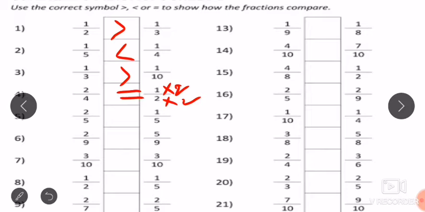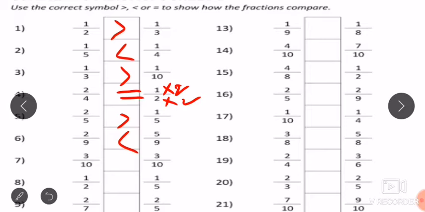Now which is greater, 2 by 5 or 1 by 5? Now these are like fractions. The denominator is same. These are like fractions. So 2 by 5 will be greater. Now come to the next, 2 by 9 and 5 by 9. Which is greater? Yes, 5 by 9 is greater.